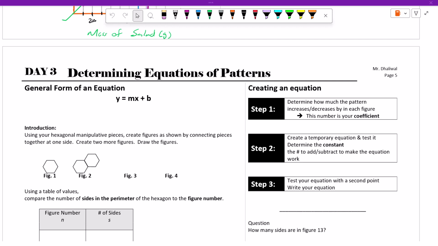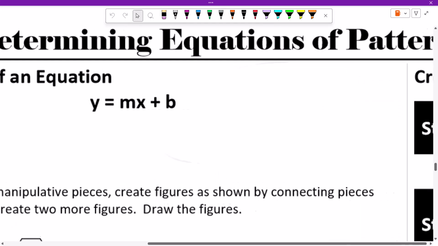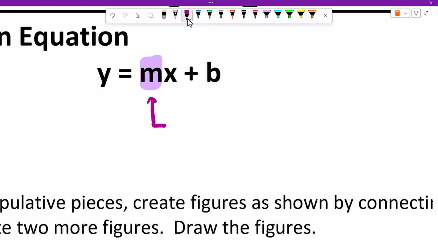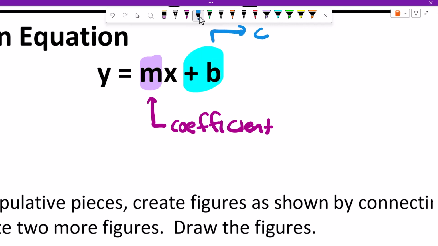So when we create this equation, all equations of the line, they're all going to look like this. Okay? Y equals a number times x. So a number in front of an x is called a coefficient. Then you're going to be adding or maybe subtracting another number. Then a number by itself is called a constant. Okay? So in order to create an equation, you need to figure out 2 numbers. You need to figure out what the coefficient is and what the constant is.